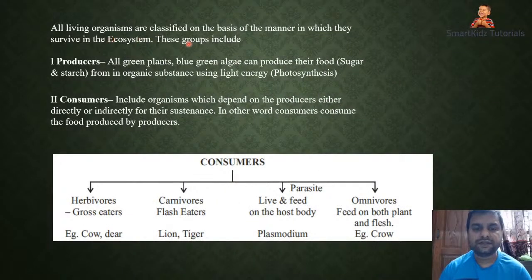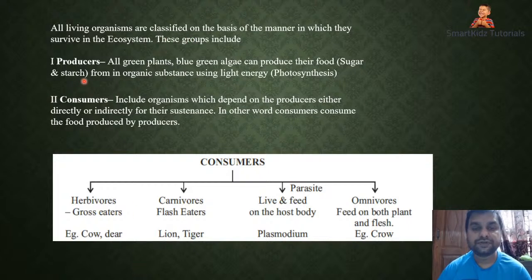All living organisms are classified on the basis of the manner in which they survive in the ecosystem. And this would refer to what they feed on, how they interact with different individuals, whether they eat some individuals or they are eaten by some individuals and so forth. So we'll go through them.